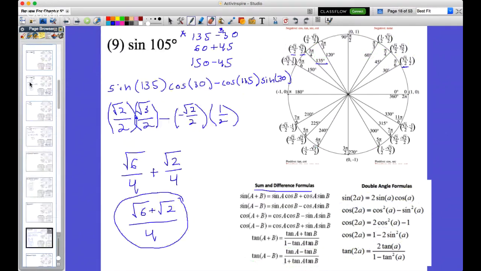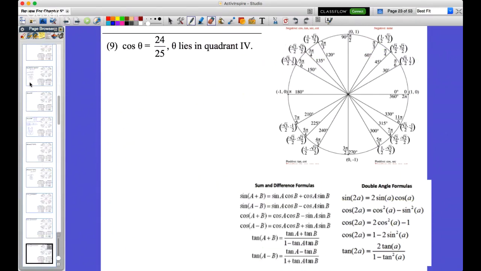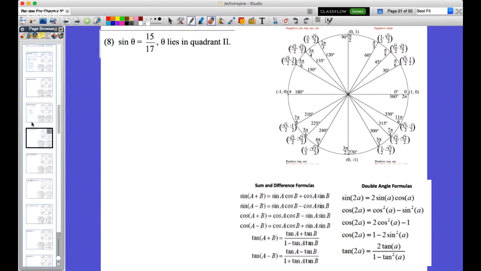Now, we've looked at all of those. Now I want to move into double angles. So calculating the double angles for sine of 15 over 17, and I think if I'm correct, we changed this to be the secant of 25 over 24. That was just a little quick change that we did in my class, just so that we could see something like this.